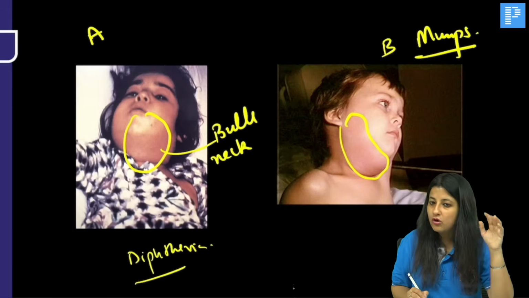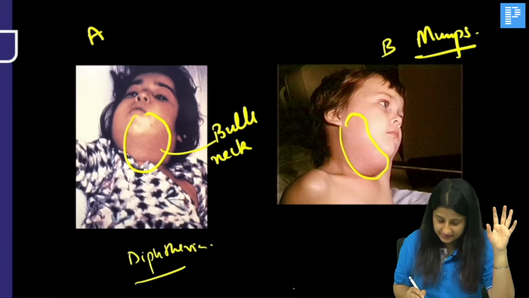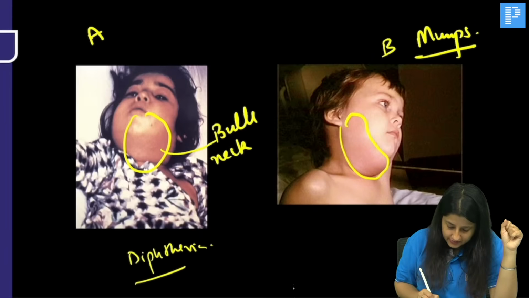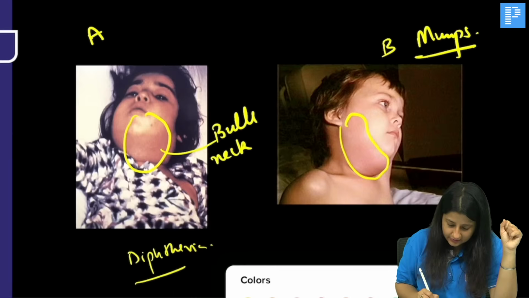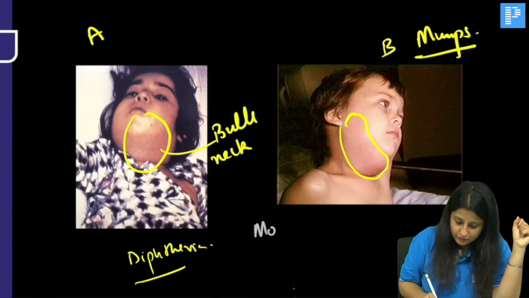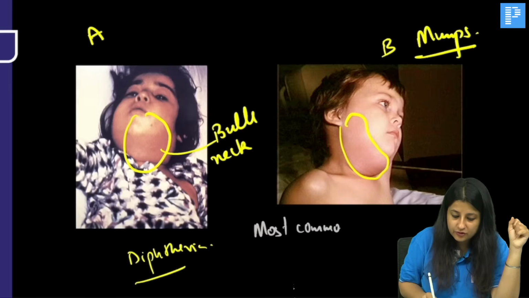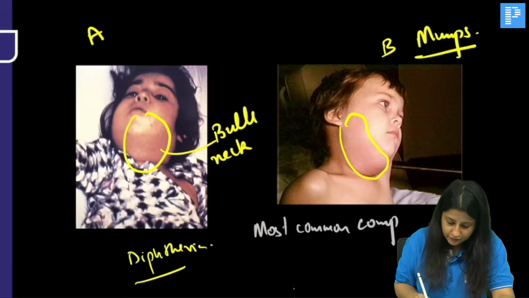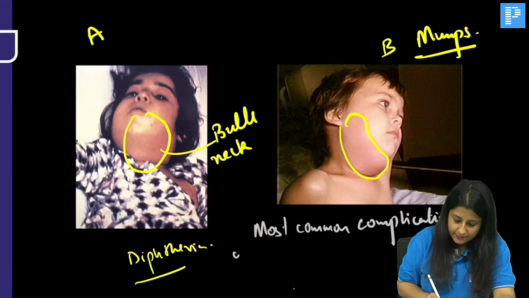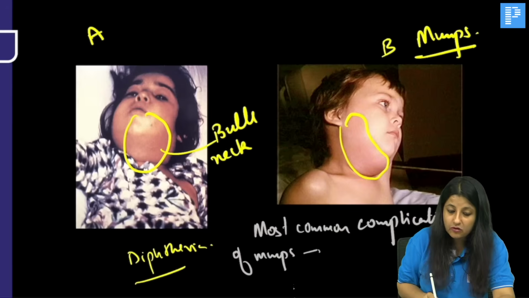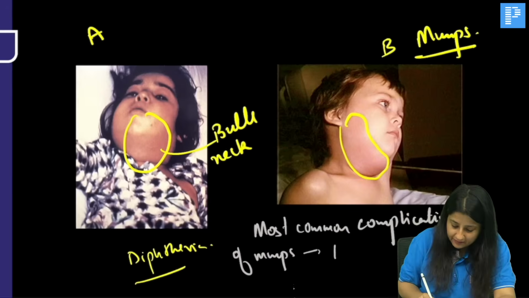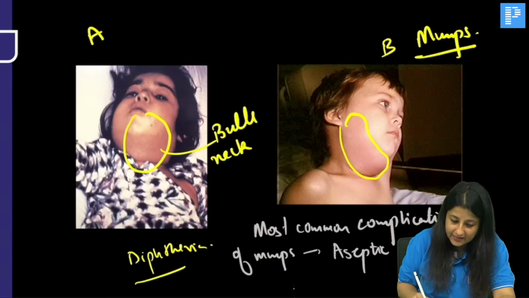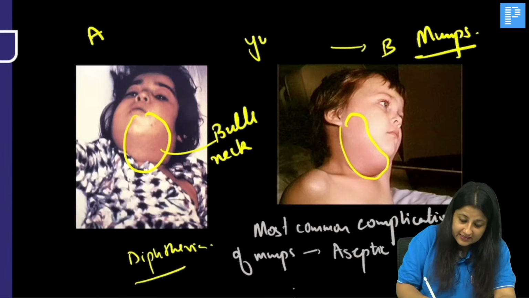What is the most common complication of mumps? If they just ask you the most common complication of mumps, can you tell me? The most common complication of mumps is aseptic meningitis. All right. But if the question is about young adults, the most common complication of mumps in young adults.